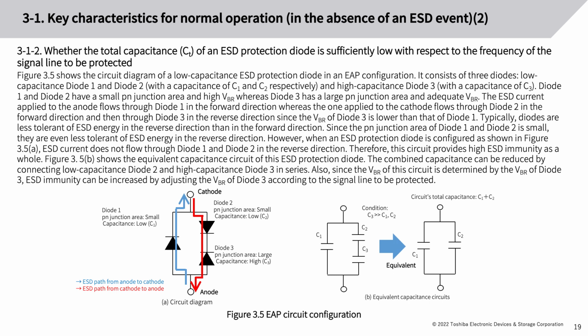Figure 3.5b shows the equivalent capacitance circuit of this ESD protection diode. The combined capacitance can be reduced by connecting low capacitance diode 2 and high capacitance diode 3 in series. Also, since the VBR of this circuit is determined by the VBR of diode 3, ESD immunity can be increased by adjusting the VBR of diode 3 according to the signal line to be protected.